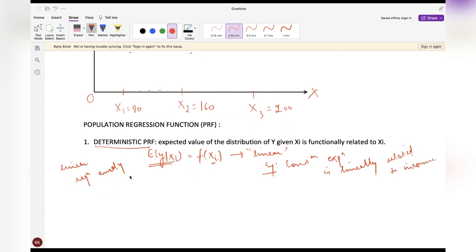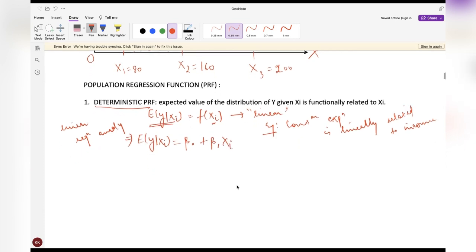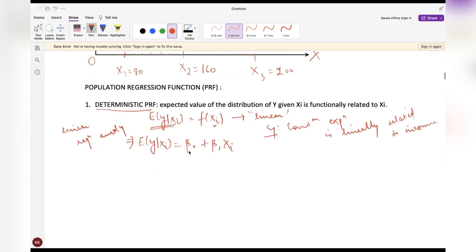Fine. So how can we depict a linear relationship? It can be written as expected value of y given xi is equal to beta naught plus beta 1 xi. That is how we represent a linear function, right? Now, in this equation, this beta naught is our intercept term, and this beta 1 is known as the slope coefficient, right? And what do we mean by intercept?